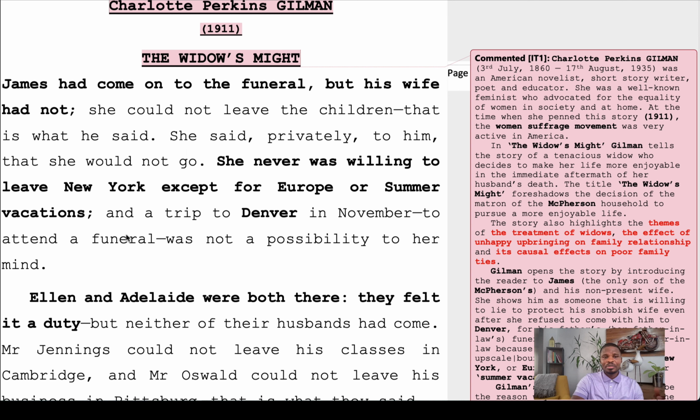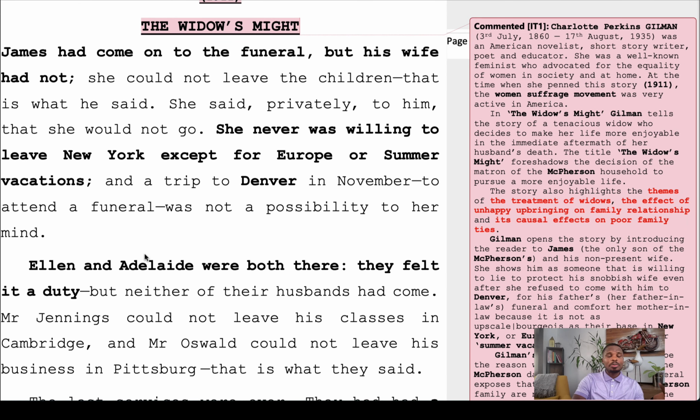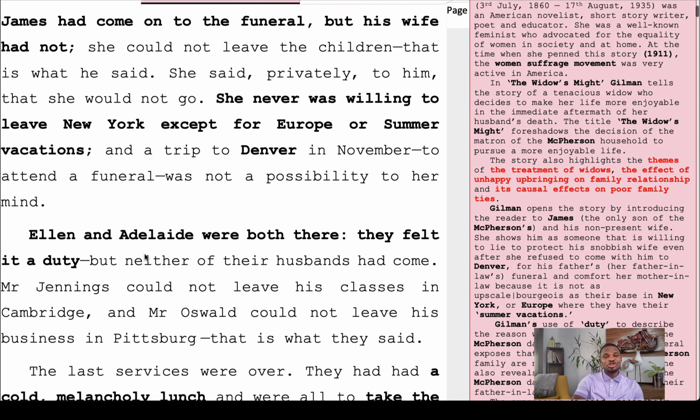In fact, we are told that to attend the funeral was not a possibility to her mind. So we see here something that is quite common in some instances, especially because of the thought that her mother-in-law is not very wealthy. And because she's not very wealthy, after her husband dies, in this instance, we're going to see later on that James's wife, his name is Maud, she refuses to come. So she's quite snobbish in that regard. If it was in Europe or in New York, they should have been willing.